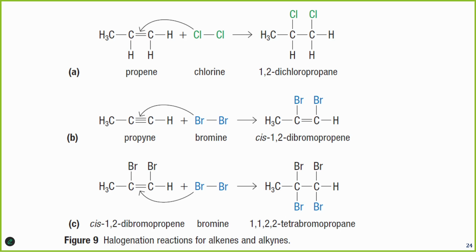A hydrogen halide, such as hydrogen chloride or hydrogen bromide, may also react with an alkene or alkyne. This reaction is called a hydrohalogenation reaction. The resulting compound includes both the halogen and the hydrogen atoms and may be a halogenated alkene or an alkyl halide.